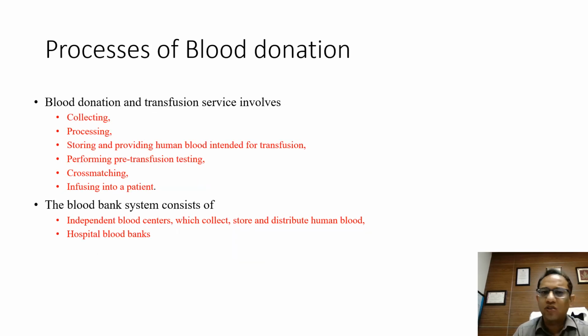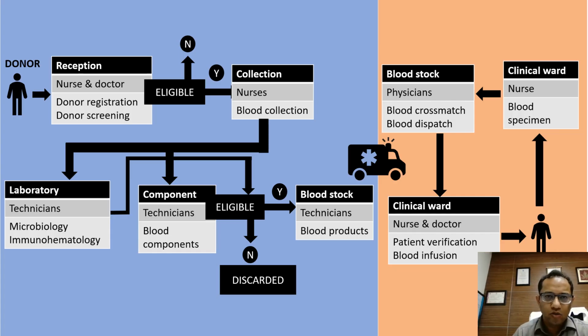So just to refresh, what are the processes of blood donation? It involves collection, processing, storing and providing human blood intended for transfusion, performing the pre-transfusion testing, cross-matching, and then finally transfusing it to the patient. The blood bank consists of independent blood centers which collect, store, and distribute human blood, or a hospital-based blood bank. These are the two types of systems, and both have their pros and cons, which we'll be discussing later. Coming to the process, why we need to look at the process first is that it will depend on what kind of information is coming out of the blood bank and what we need to store within our systems.